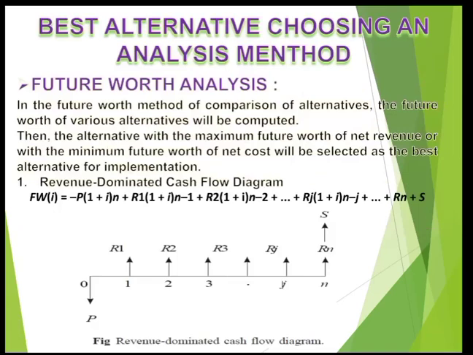In the future worth analysis method of comparison of alternatives, the future worth of the various alternatives is computed. Then the alternative with the maximum future worth of net revenue, or the minimum future worth of net cost, will be selected as the best alternative for implementation. In the future worth analysis method, there are different types of analysis. The first is the revenue dominated cash flow diagram.